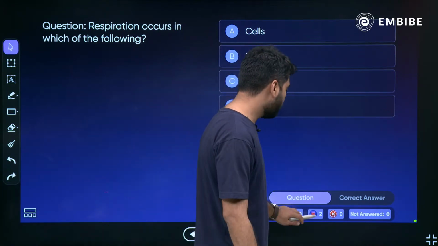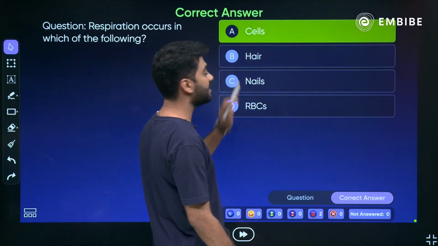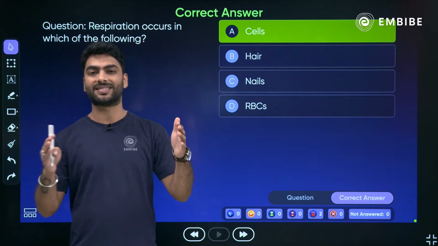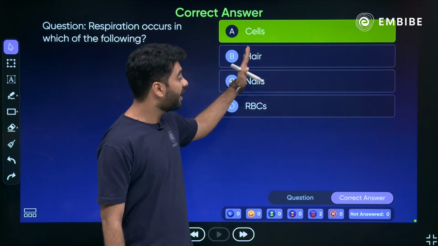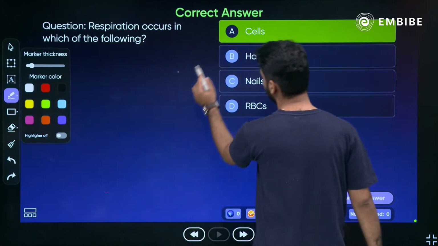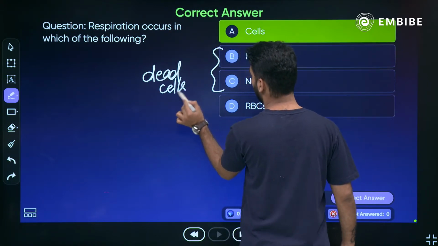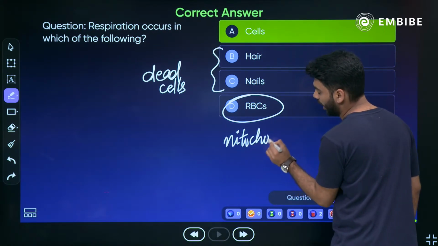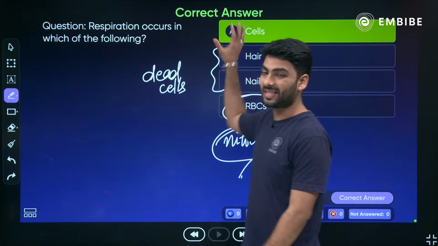Let's see the answer. Shashi Kumar has given the incorrect answer. The correct answer will be cells. So Astha, Galax, very good. All those who have answered A, it is absolutely correct that cells are the place where respiration takes place. Now, why hair, nails and RBCs is not the answer? Because hair and nails are your dead cells. They are not living. And RBCs do not have mitochondria. ठीक है? So that is why cells is the correct answer.